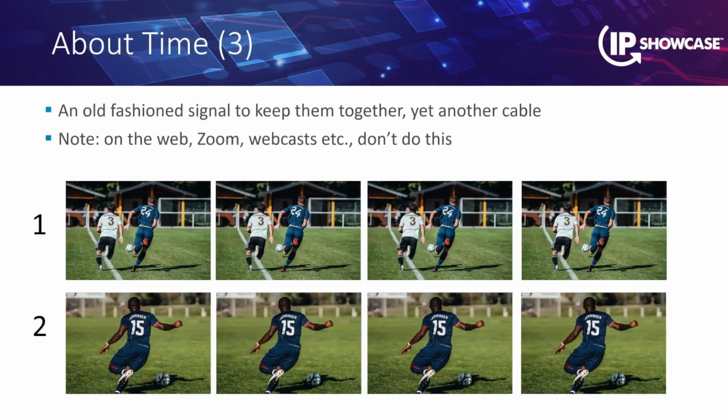And what we do currently is we take an even older signal, an analog signal, and we plug that in to keep these together. And that's yet another cable that needs to be plugged into a device. So we're in a cable mess to keep these aligned. So now all of these pictures have the same amount of time. There's no drift between them. So you can now cut between 1 and 2 easily to show different angles.